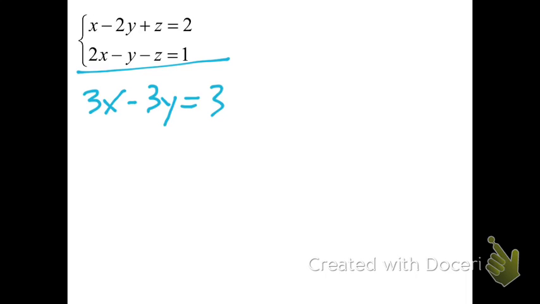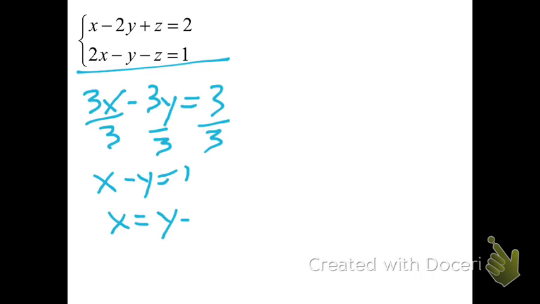And now there's really nothing else we could do because we just used those two equations. So there's no other new equation we can make. Alright, so we know that there's infinite solutions. So now we want to express x in terms of y or y in terms of x. It doesn't matter. So if we just divide everything by 3, we get x minus y equals 1, and we get x equals y plus 1.